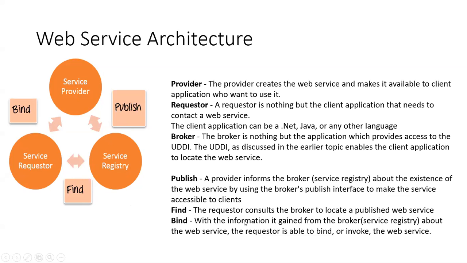Then find: the requester consults the broker to locate a published web service. So whenever the requester wants any service, it asks the service registry. The service requester finds that particular service and binds with it, with the information it gained from the broker or the service registry about the web service. The requester is able to bind or invoke the web services.